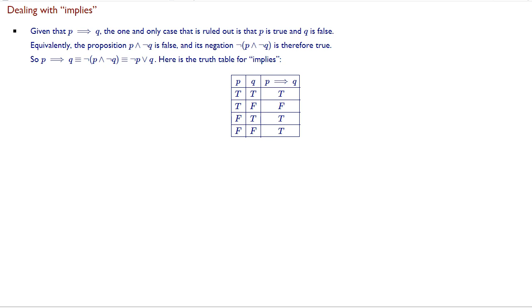So P implies Q is equivalent to the negation of P and not Q, and by De Morgan's law, we move the not inside. Not not Q is the same as Q. We change and to or, and here is the truth table. P implies Q is true when P and Q are both true, and it's also true in every case where P is false.